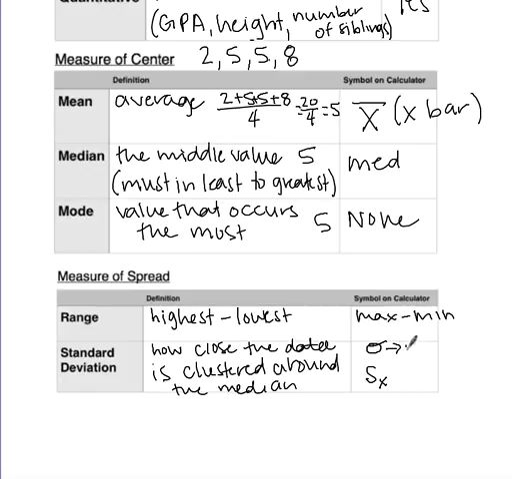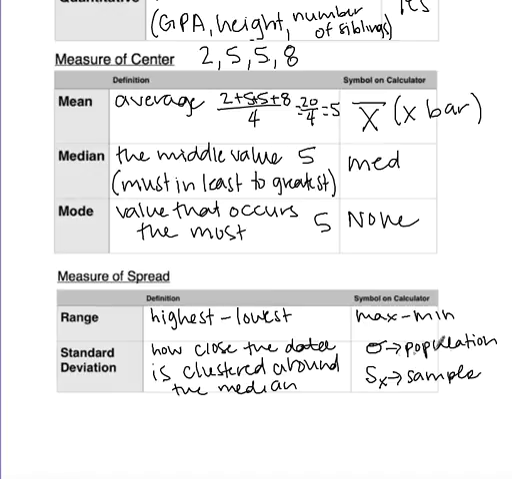The sigma stands for if we have a population, and the S stands for if we have a sample. So you may be curious about the difference between a population and a sample.